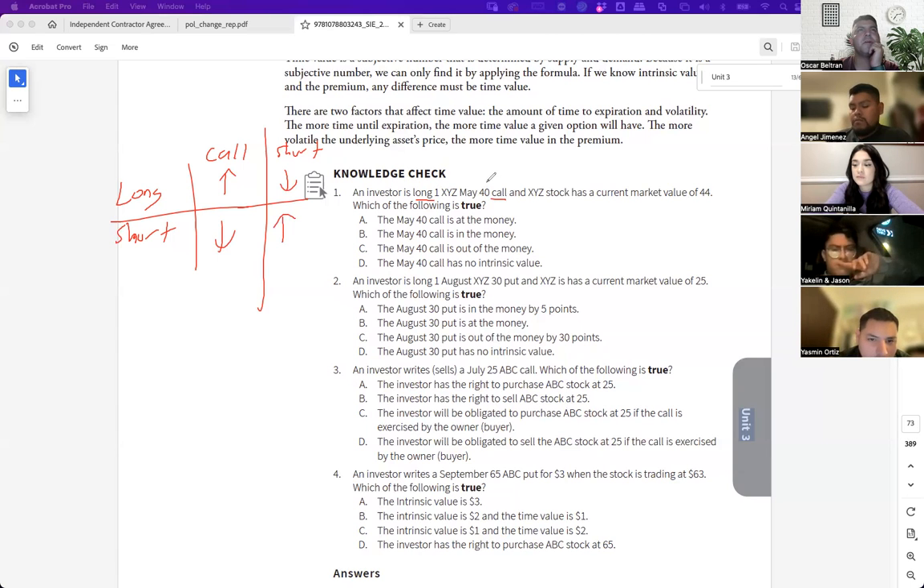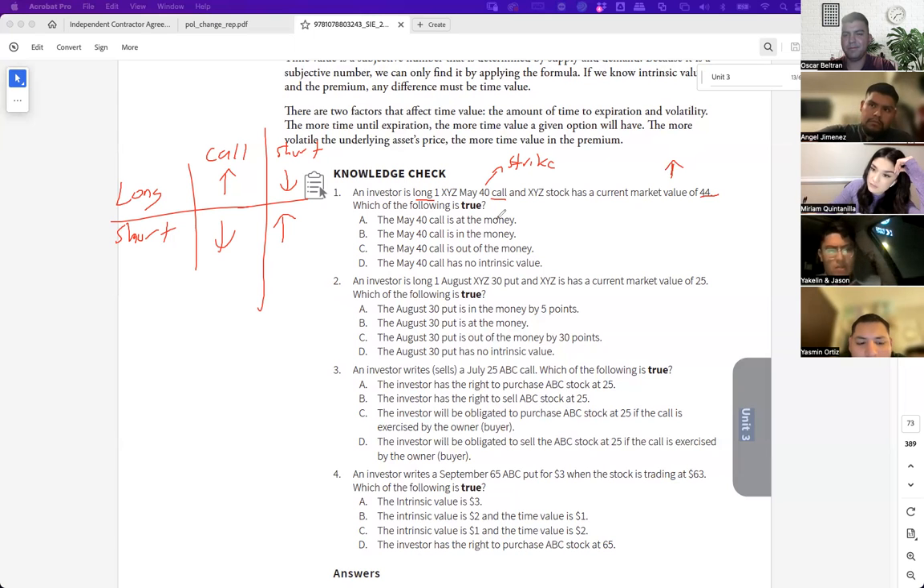Okay, so what's 40 here? What's 40? Strike price. The strike. Okay, an investor is long 1 XYZ stock, which has a current market price of 44. So now we're gonna find out if it's in the money. Right off the bat, we know that it's above 40, so we know that it has what? Intrinsic value. Yeah, that's true, right? But the simple term: in the money. There you go, in the money.